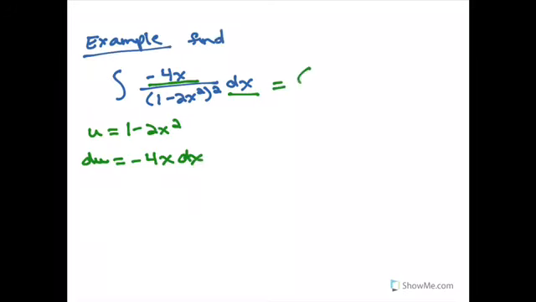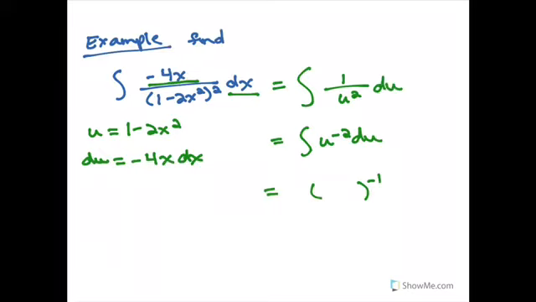So this becomes the integral of 1 over u squared du, which I'm going to rewrite with a negative exponent so I see the power rule, right? So it's the integral of u to the negative 2 du. The antiderivative of u to the negative 2 would be u to the negative 1 with a negative 1 out front. And we back substitute in for our u.